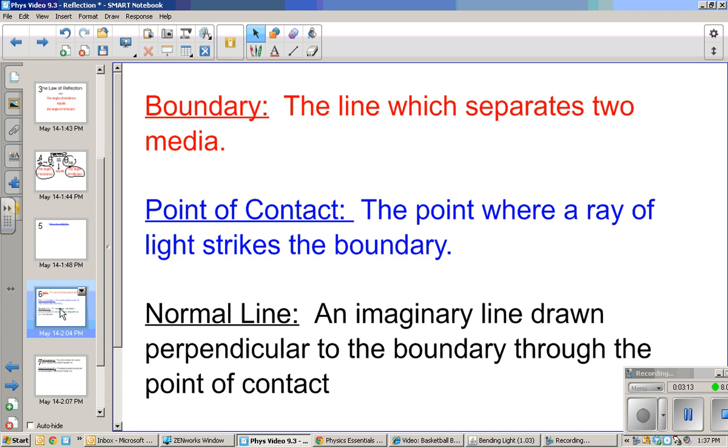All right, so the first term you need to be familiar with is boundary. The boundary is the line that separates the two media. So in the case of the water hitting the shore, this line here, the face of my cliff, would be my boundary, right? Because as your wave comes in, slosh, it bounces back. That is caused by the boundary between the water and the cliff.